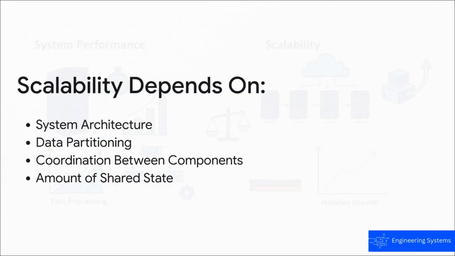A scalable design means you've already answered the really tough architectural questions, like how are you partitioning your data so that not every single server is trying to access the exact same database row? That's a huge bottleneck. How are your components coordinating with each other? How much shared state is there? You get any of these foundational things wrong, and the whole system can come crashing down the second it gets popular.